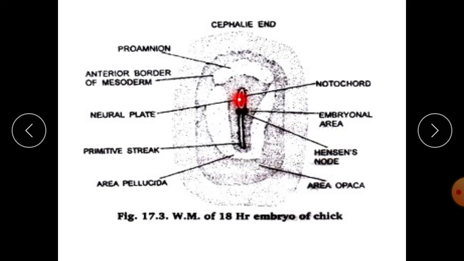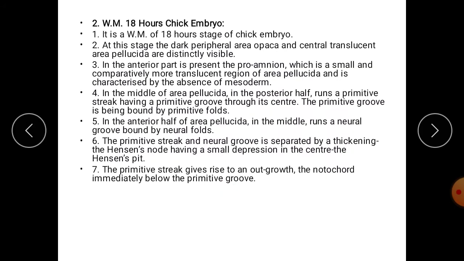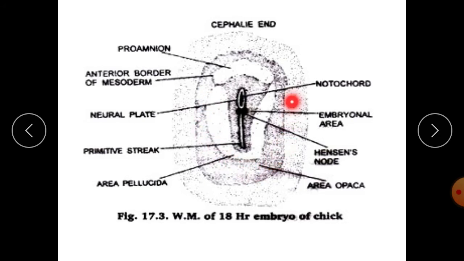Anterior to Hensen's node, the nervous system starts to develop. As the embryo begins to develop anteriorly, the primitive streak length is reducing. The primitive streak and neural groove are separated by a thickening, Hensen's node, having a small depression in the center, known as Hensen's pit. The primitive streak gives rise to an outgrowth, the notochord, immediately below the primitive groove. So this is about the 18 hours chick embryo.